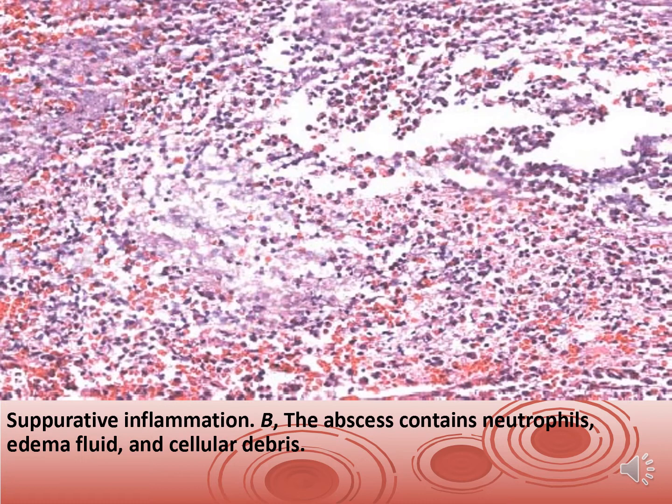If we take a piece of tissue, process it, stain it, and study under the microscope, we see the picture like here. A lot of cells, a lot of neutrophils, then the area of tissue necrosis infiltrated by neutrophils, the edema fluid, cellular debris. All this is within the abscess in case of suppurative inflammation.